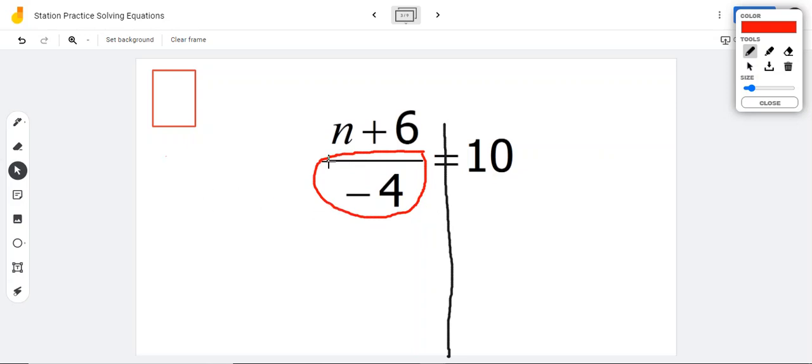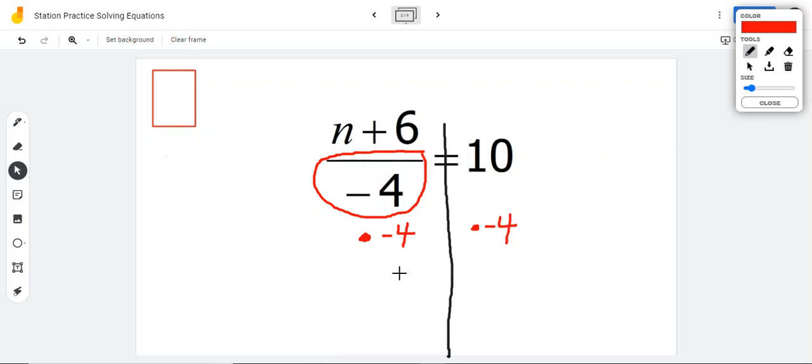Remember, fraction bar just means division. So the opposite of dividing by -4 is going to be to multiply by -4. And I'm going to use a dot to indicate multiplication. That way I don't confuse it with a variable. So I do times -4 on both sides.